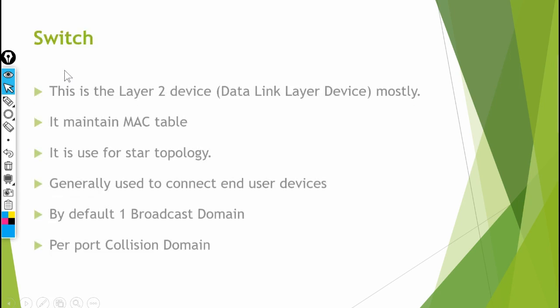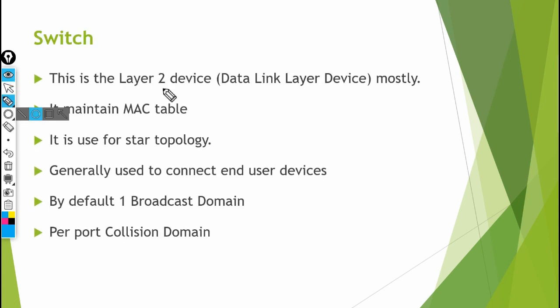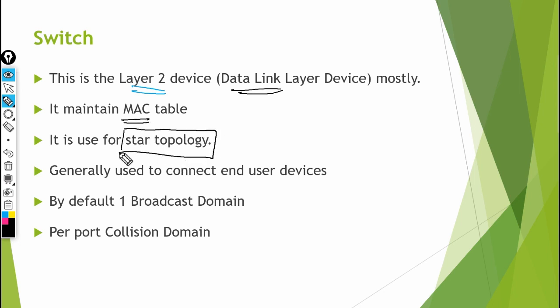So this, see, switch, as we discussed, switch is basically one of the layer 2 device, and layer 2 is nothing but your data link layer device. It maintains the MAC address table, and switch basically creates your star topology. Generally, we use the switches to connect your end user devices. By default, switch has the single broadcast domain and per port collision domain in the switches.